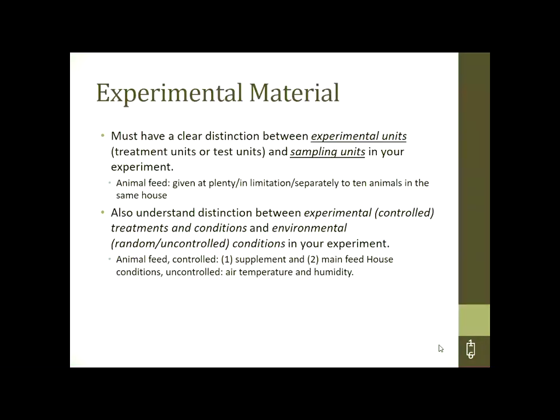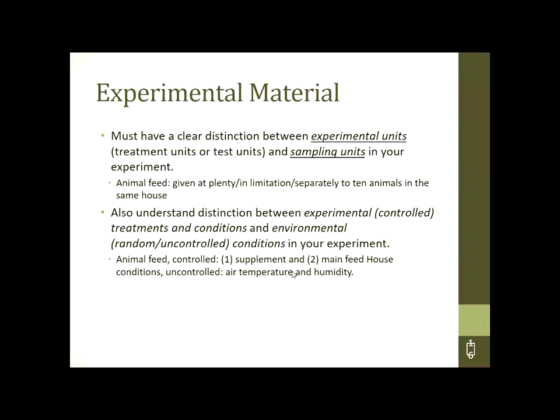So when we think about experimental unit material, we need to really understand what the experimental unit is, what the treatment units or the test units are, and what the sampling units in the experiment are. So, for instance, in that last example, we had an animal feeding, and we've given feed separately to 10 animals in the same house. In this case, each of the animals is an experimental unit, and then we're measuring total live weight, but potentially we could also measure other things on those animals.